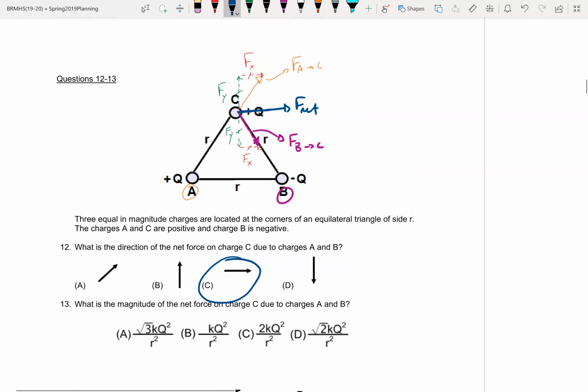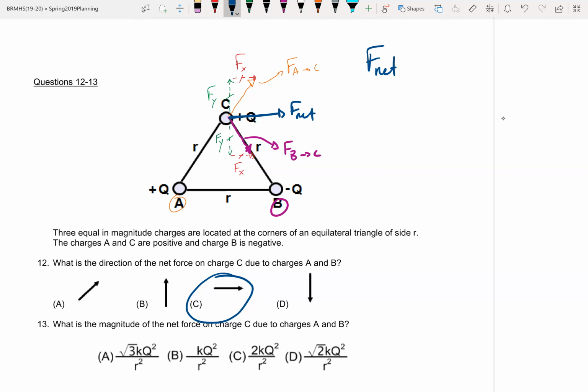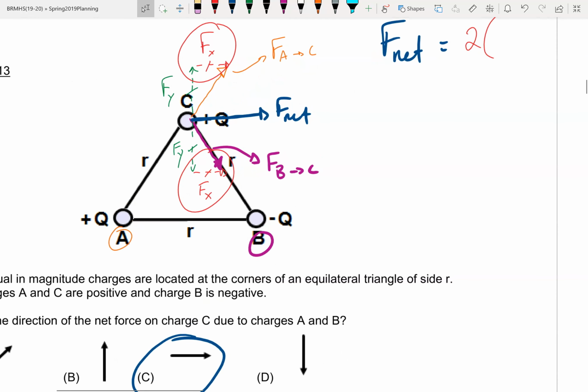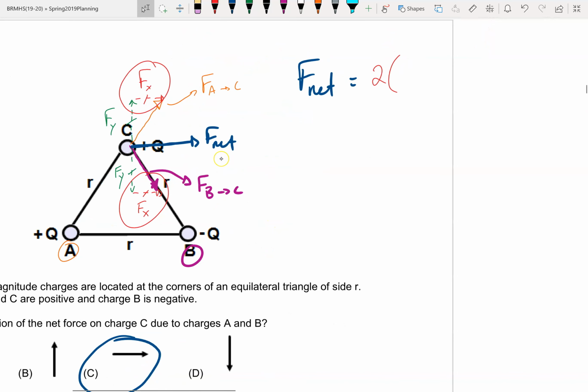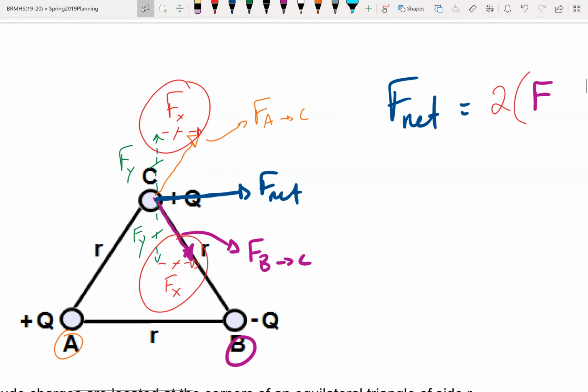What is the magnitude of the net force on charge C due to charges A and B? We're still looking at our triangle up here. All right, well, in this one it's like the previous one. If we want to get our net force, then we need to add up these two red horizontal components. So I have two of them, so I'm going to have 2 times whatever that force is. I can pick one of them, they're both the same amount of force. My purple and orange are the same magnitude force because it's the same amount of charge and the same distance r away. So it's whatever that force is, but I need the horizontal component.